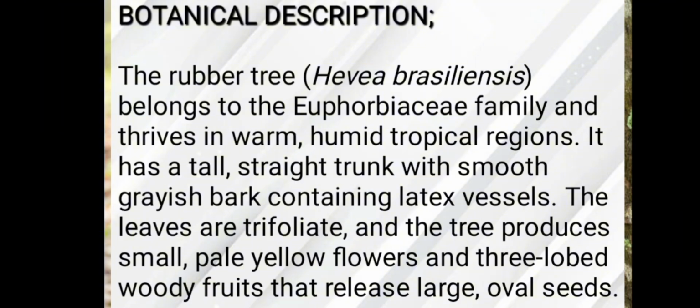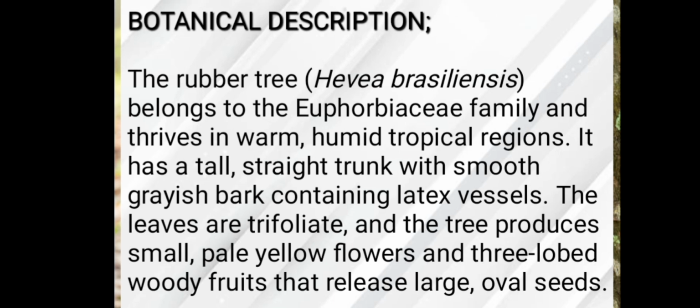Botanical description of rubber tree: Hevea brasiliensis belongs to the Euphorbiaceae family and thrives in warm, humid tropical regions. It has a tall, straight trunk with smooth grayish bark containing latex vessels. The leaves are trifoliate and the tree produces small, pale yellow flowers and three-lobed, woody fruits that release large oval seeds.